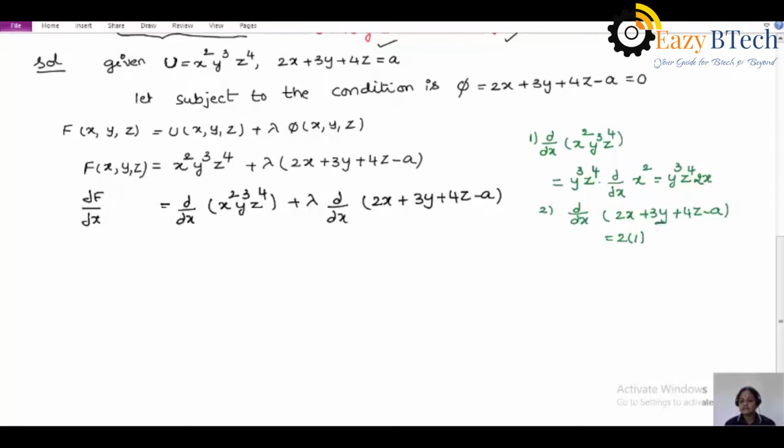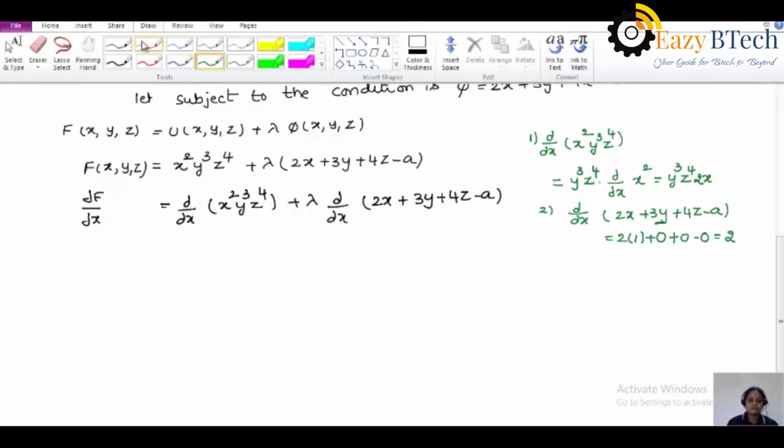There is no x here, that means 3y common, 1 will be there, and 1 is a constant, then constant differentiation is 0. So writing 0 here. Coming to this term also, 4z as a common because there is no x there. 4z common, 1 will be there, and 1 is a constant, constant differentiation is 0. Yeah, this value is also 0. Of course, a is already constant. Then finally the answer is 2.